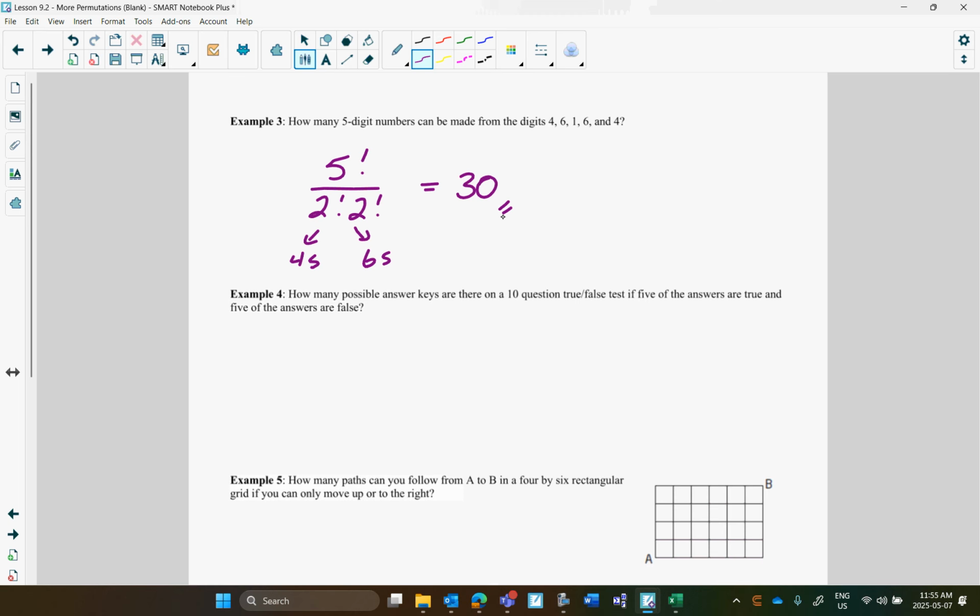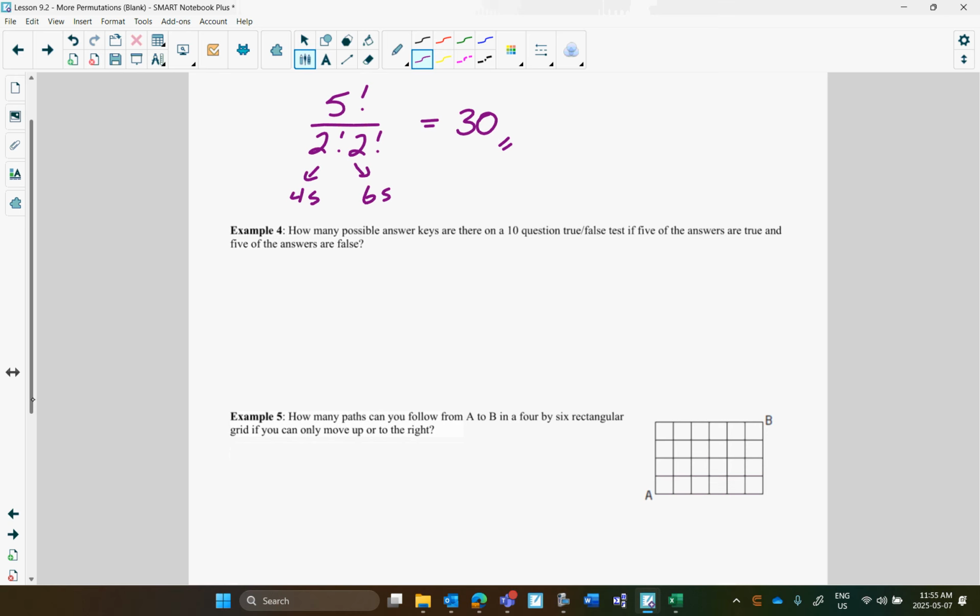How many possible answer keys are there on a 10-question true-false test if 5 of the answers are true and 5 of the answers are false? What do you think? If they were all different letters, let's say that in a true-false question, there are 10 different ways to answer. Like slightly true, slightly more true, whatever. How many different ways? How would you find it? 10 factorial. But that's not the case.